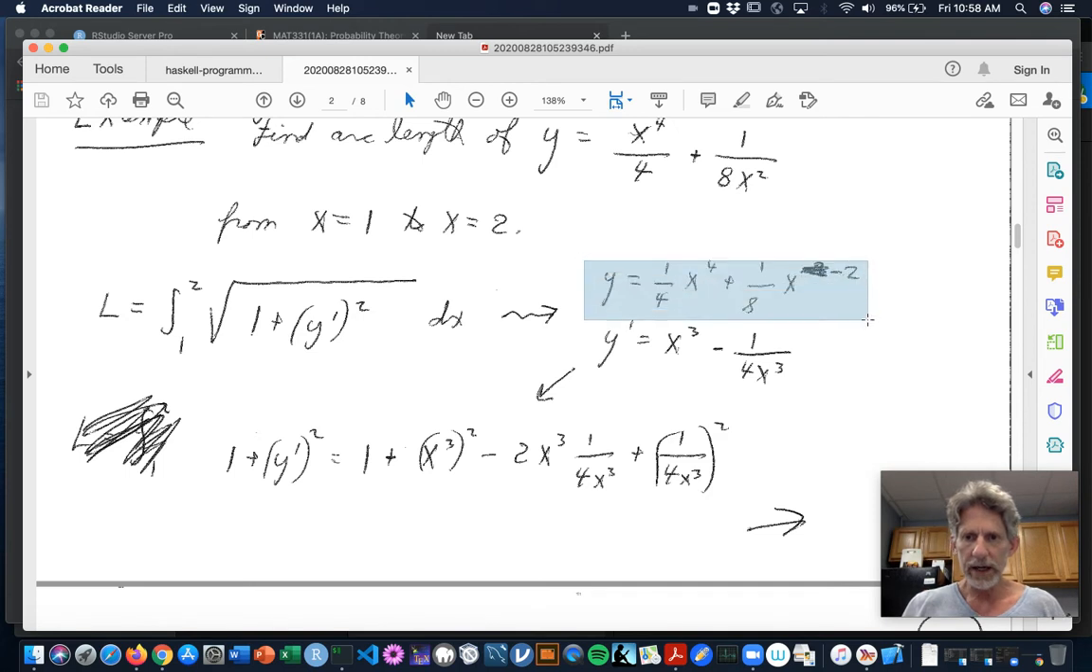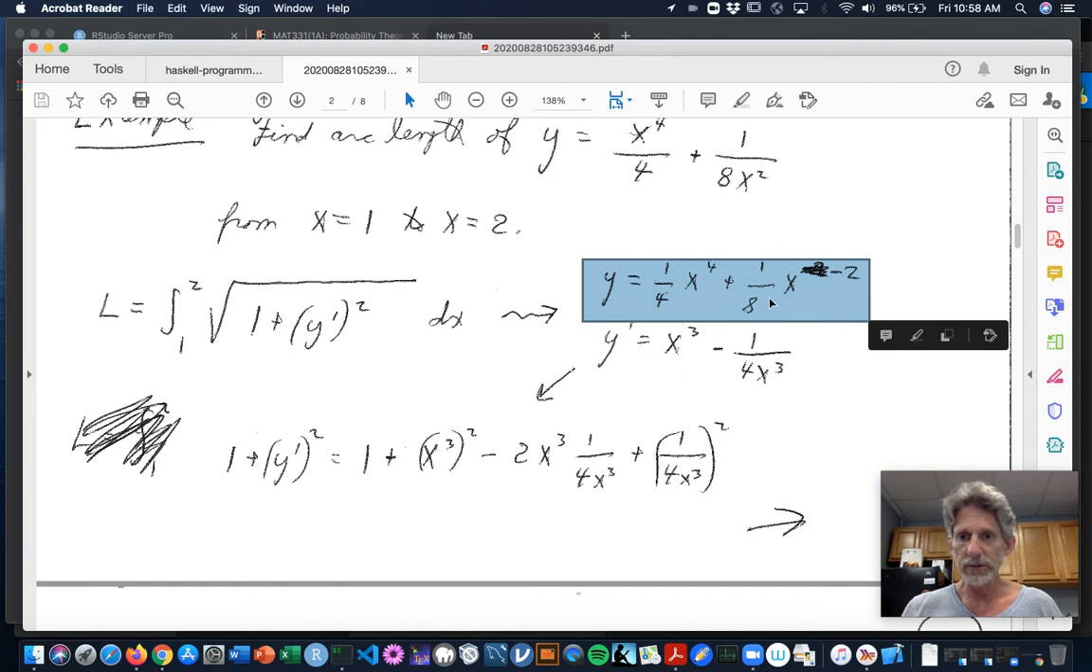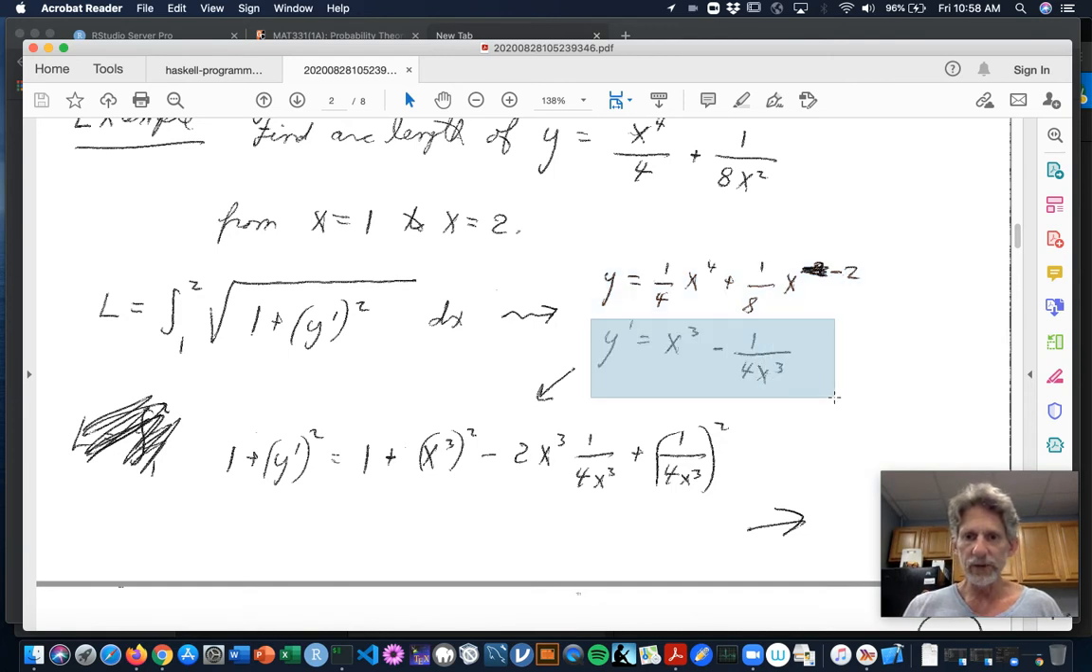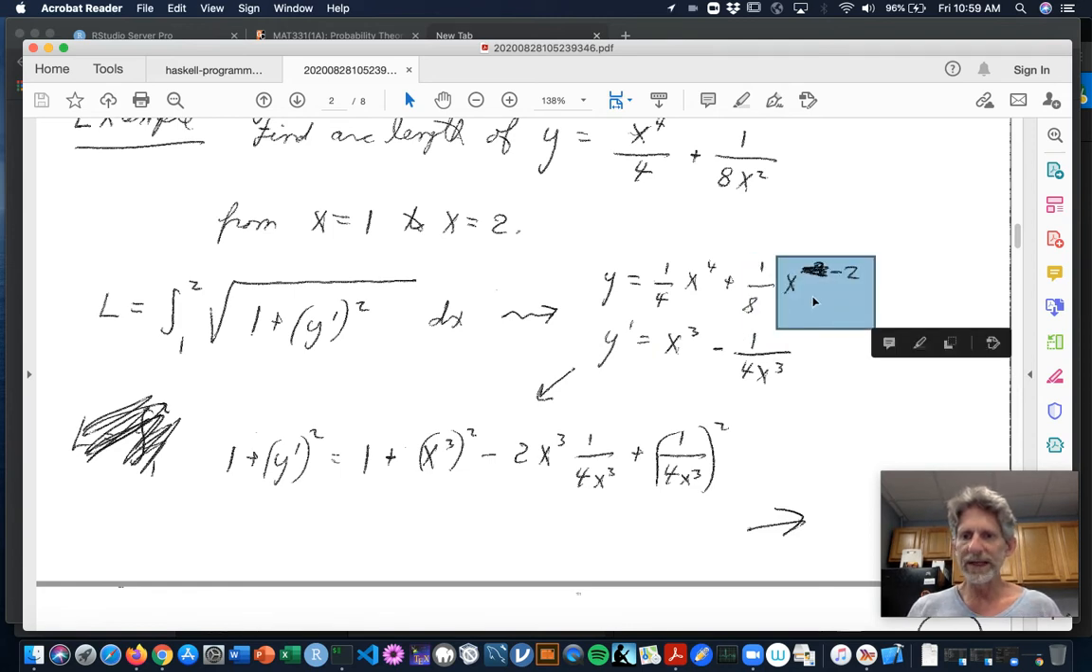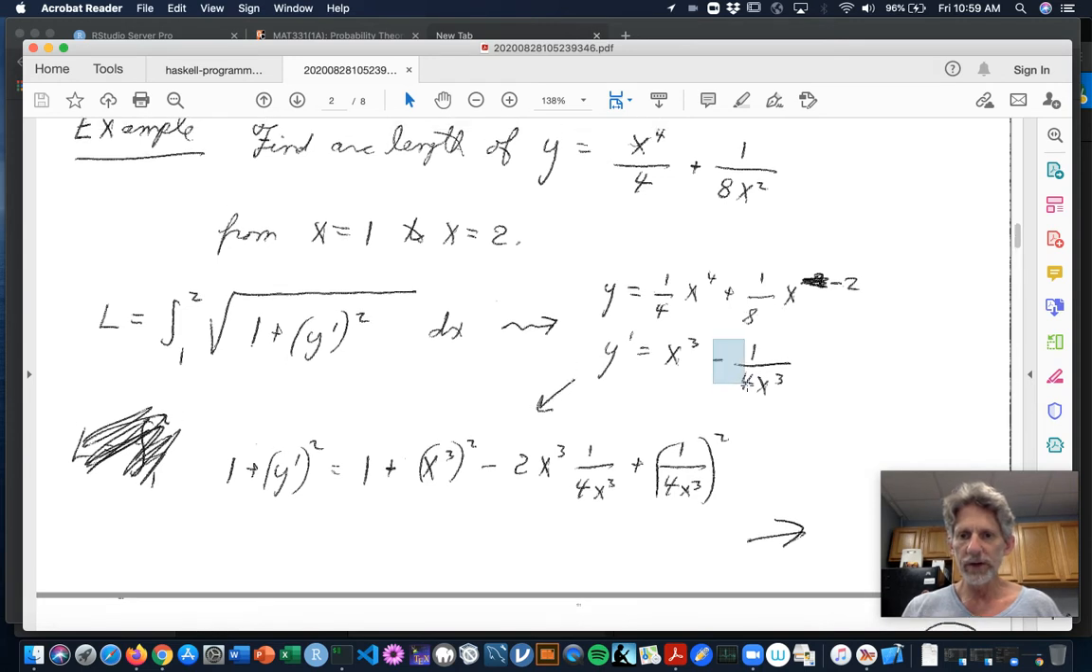So here's y. Right now I'm writing the 1 over x squared as an x to the negative 2. That'll make it easy to take my derivative. So the derivative of 1/4 x to the 4th would be 1/4 times 4x cubed. That's just an x cubed. And here I got an 8th times the derivative of x to the negative 2, which would be a negative 2 times x to the negative 3. And so negative 2 over 8 is a negative 1/4. And x to the negative 3 is an x cubed on the bottom.